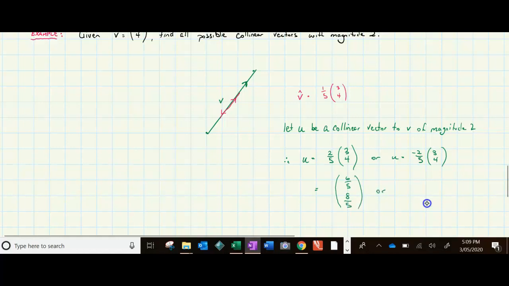Or u is equal to the negative versions of what we just came up with. And so there we have examples of these little vectors I drew on here. The one going in the v direction would be 6/5, 8/5. There'd be that vector. And -6/5, -8/5 would be the one going in the opposite direction to v.